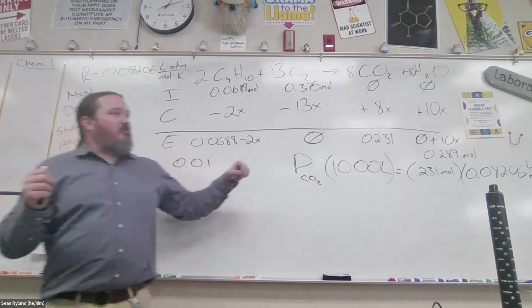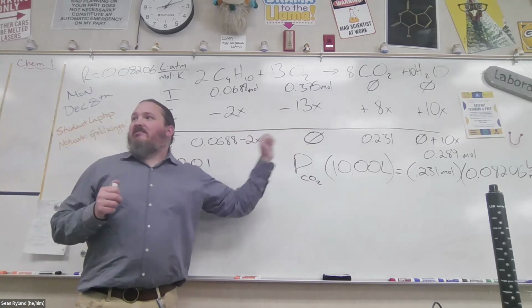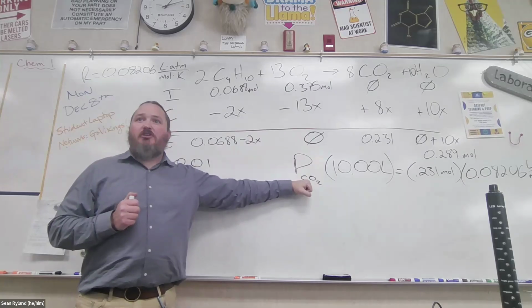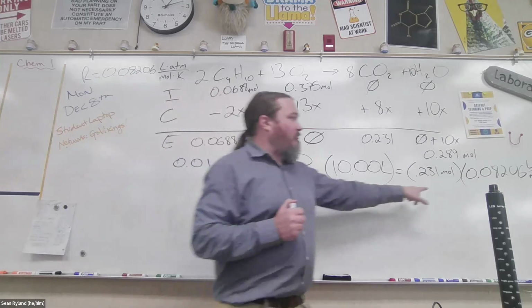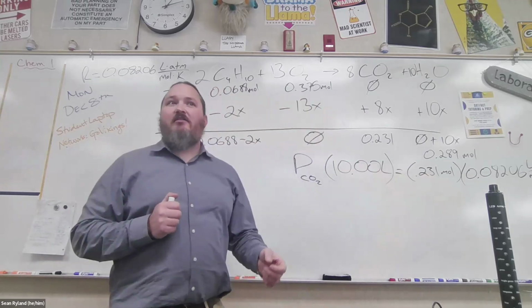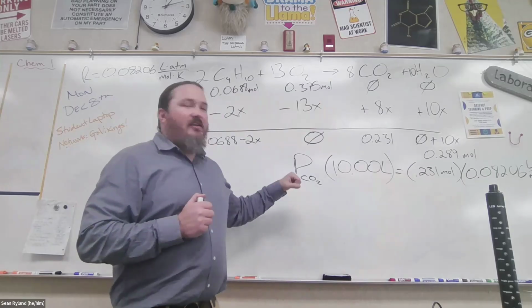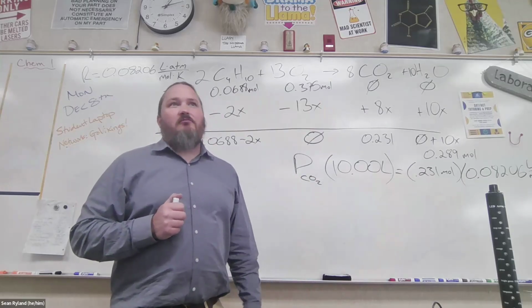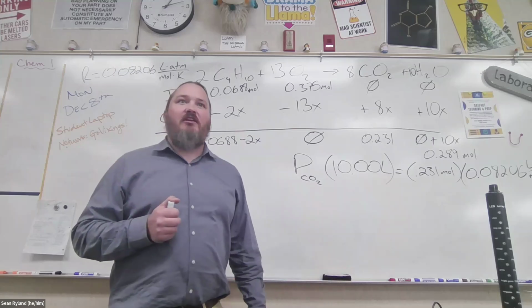So it really doesn't matter what the molecule is, which is why we can just take our individual partial pressures and add them up to get the total pressure. Or we can add up all the moles separately and then plug it back into PV equals nRT and get our total pressure that way. You should get the exact same answer within sig figs. There might be some rounding differences there.